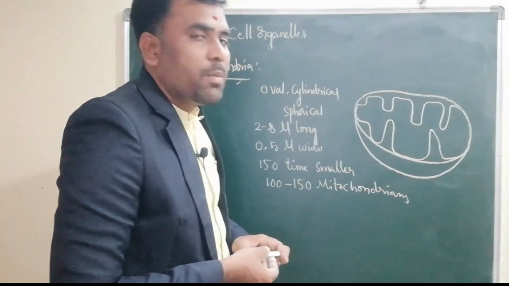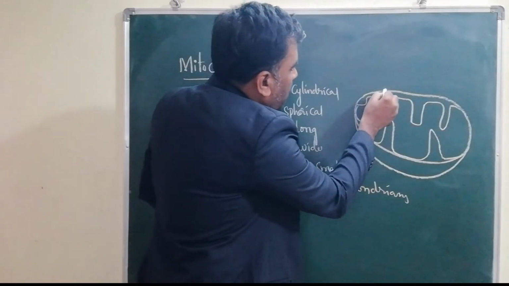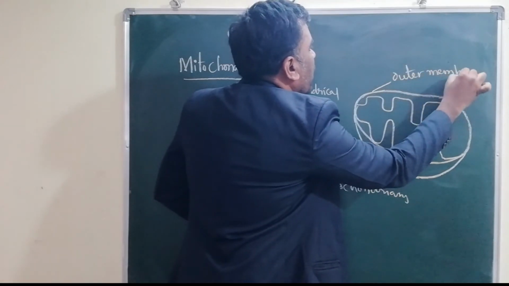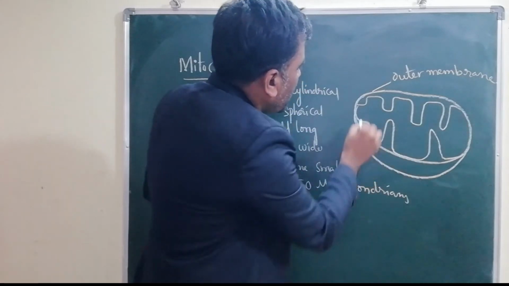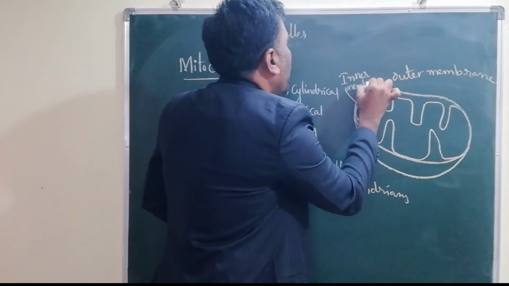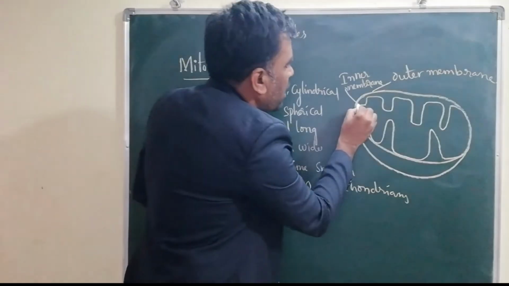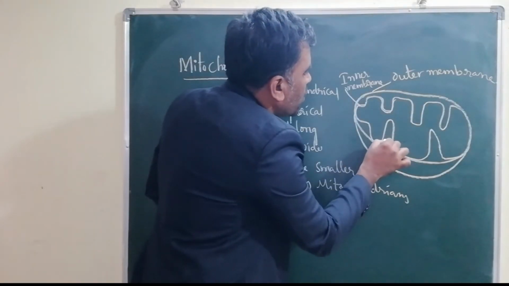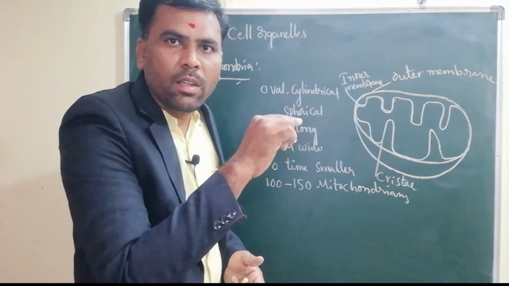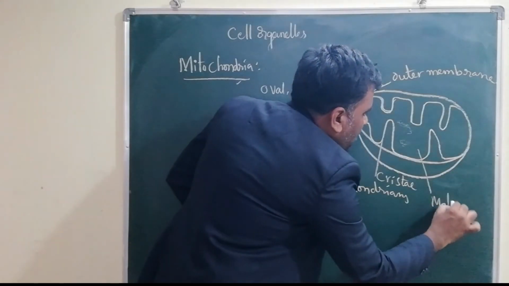So this is the diagram of the mitochondria. The mitochondria is made up of two membranes. One is the outer membrane. The second one is the inner membrane. This inner membrane has folds inside. These folds are called cristae. The space between the cristae is called the matrix.